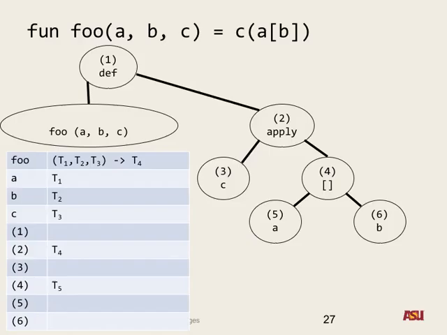So we say that 3 must be a function that takes in something of whatever this parameter is, which we just gave the name T5. And it returns something, and what does the return type have to be? T4, the same as node 2, exactly. So you're able to infer just by looking at this that node 3 must be a function that takes in a T5 and returns a T4. Questions?